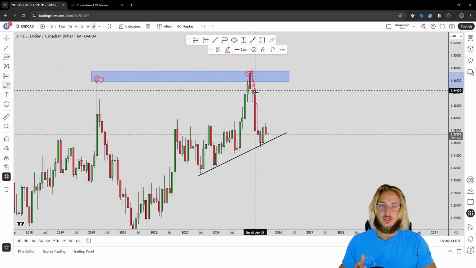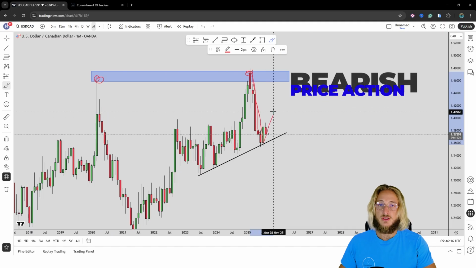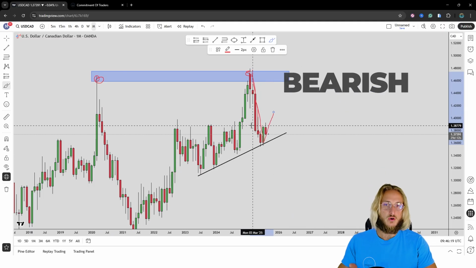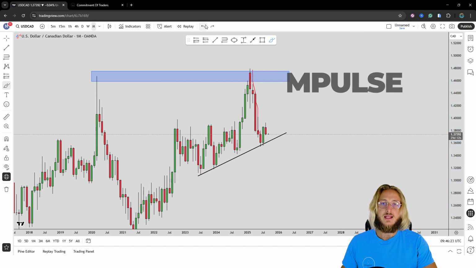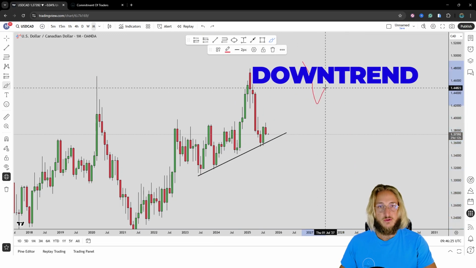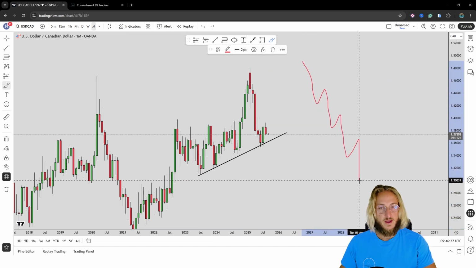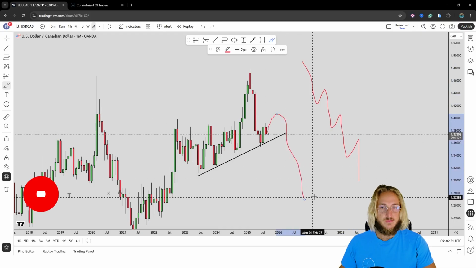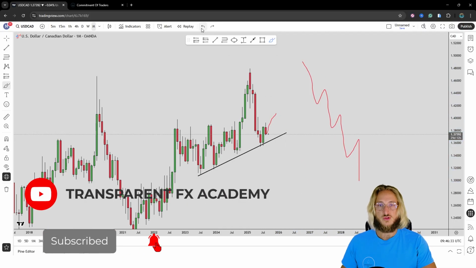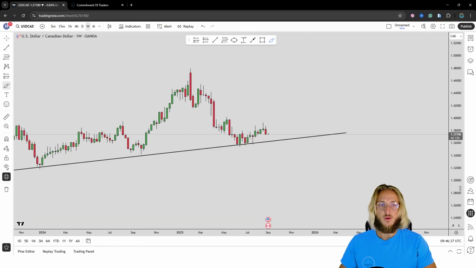Now, when you see such a strong push to the downside, usually the market follows with a correction, because no market can just go down in a straight line. Every downtrend is composed by a series of impulses and corrections. So there is a good probability to see a deeper correction, even if the market then overall wants to move lower. So let's keep all of this in mind and drop down on the weekly time frame.